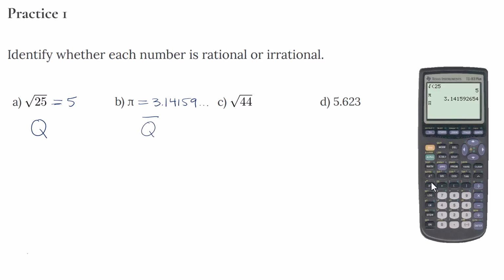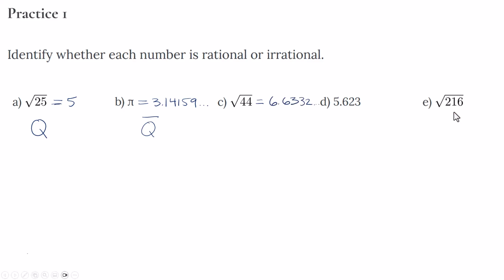Simplifying the square root of 44, you'll see we get 6.63324 and so on. And I noticed that this number is non-terminating, it does not end, and it also does not appear to repeat itself. So because of that, we would say it's irrational.